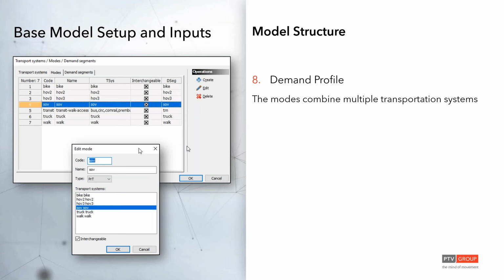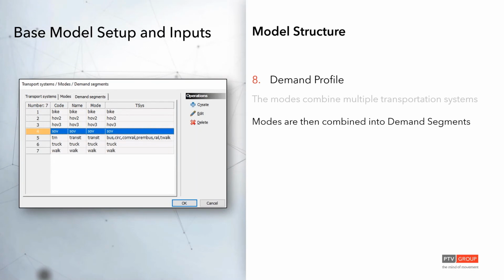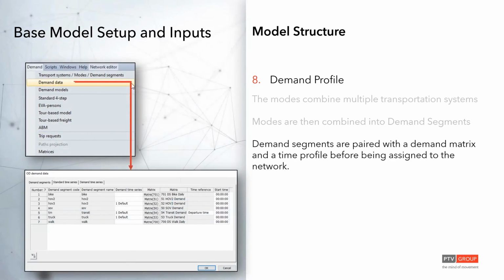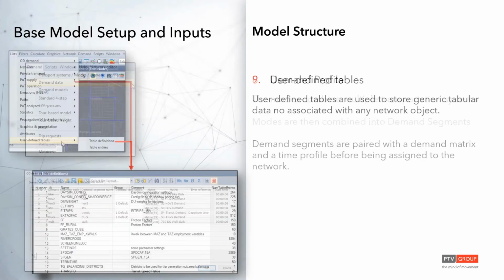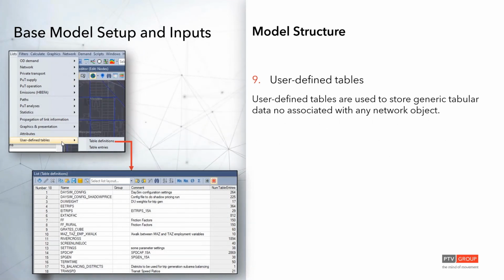And we looked at how different transport systems can be combined into modes, and modes into demand segments, and then we looked at demand data. Okay, so we did go through user-defined tables, but that's another important element in NERPM AB, because a lot of the settings and miscellaneous data is stored as user-defined tables.